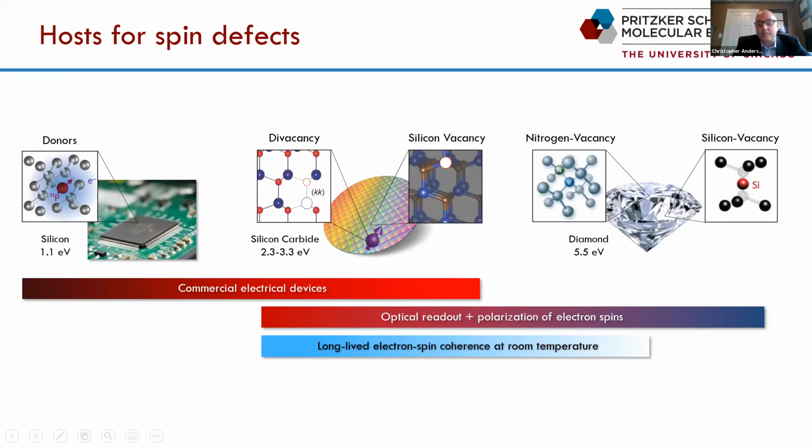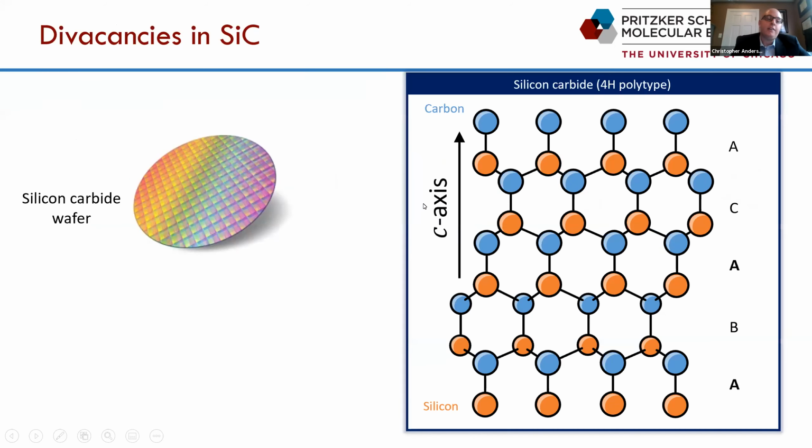So we have this great system. It's sort of halfway between the quantum workhorse, which is diamond, and the classical workhorse, which is silicon. We have commercial electrical devices. We have optical readout and polarization of our qubit states. And we have long-lived spin coherence at room temperature. So we have a nice blend of these two worlds.